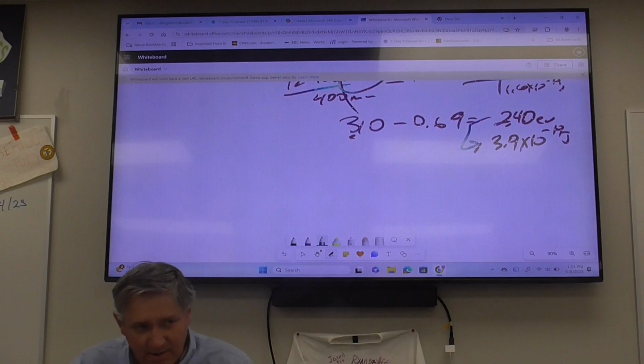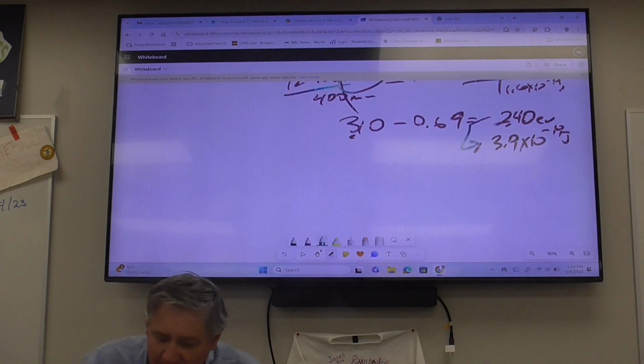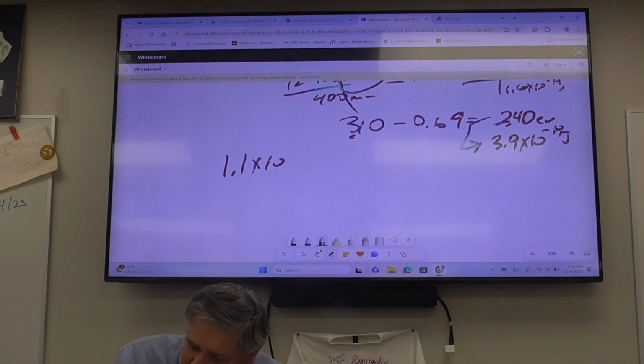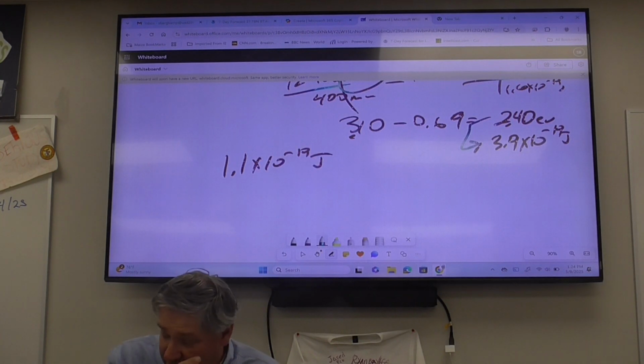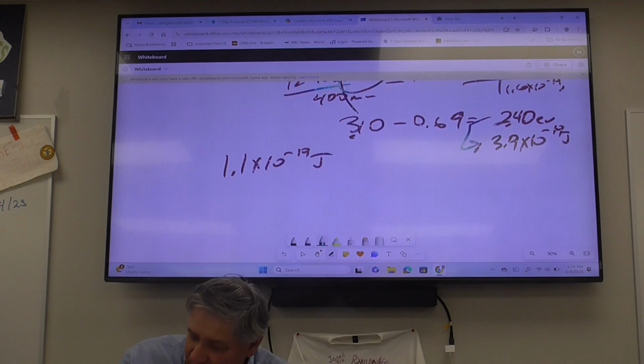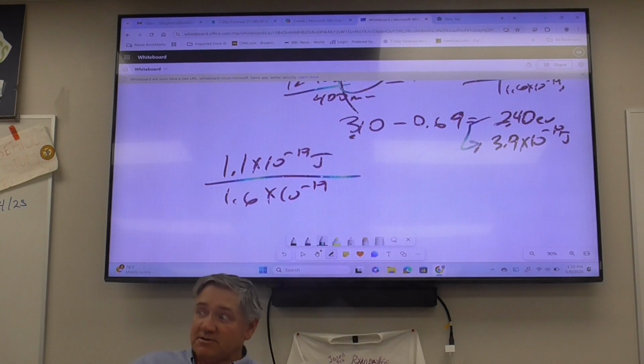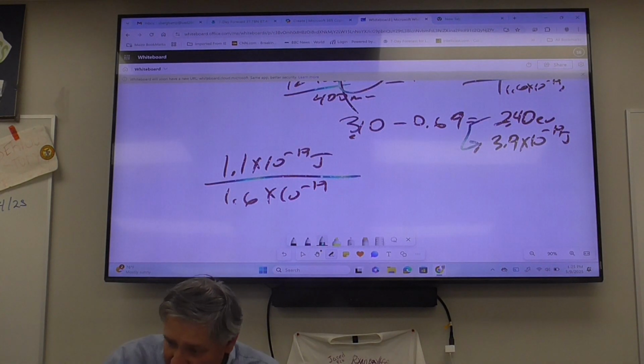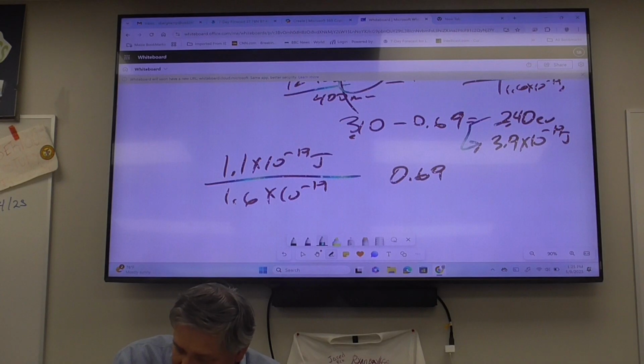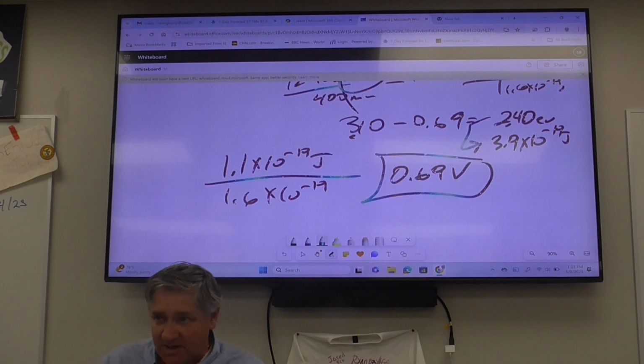So, this is where you get electron volts from. You have how much energy it has, 1.1 times 10 to the negative 19th joules, right? So if you say, well, that's how many joules there is, and you convert that and divide it by 1.6 times 10 to the negative 19th, which is also the charge on an electron, and do this math, you get 0.69 volts, okay?